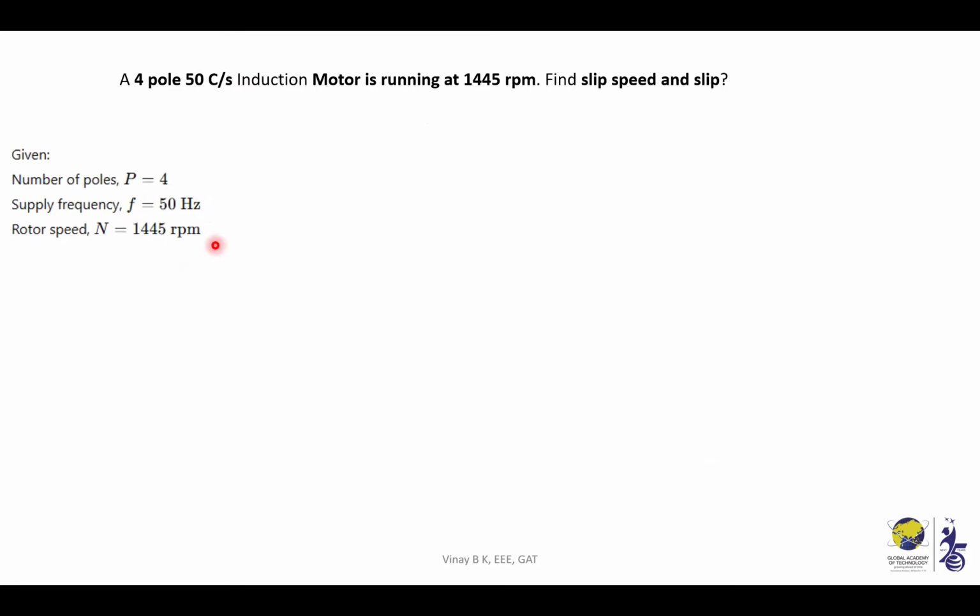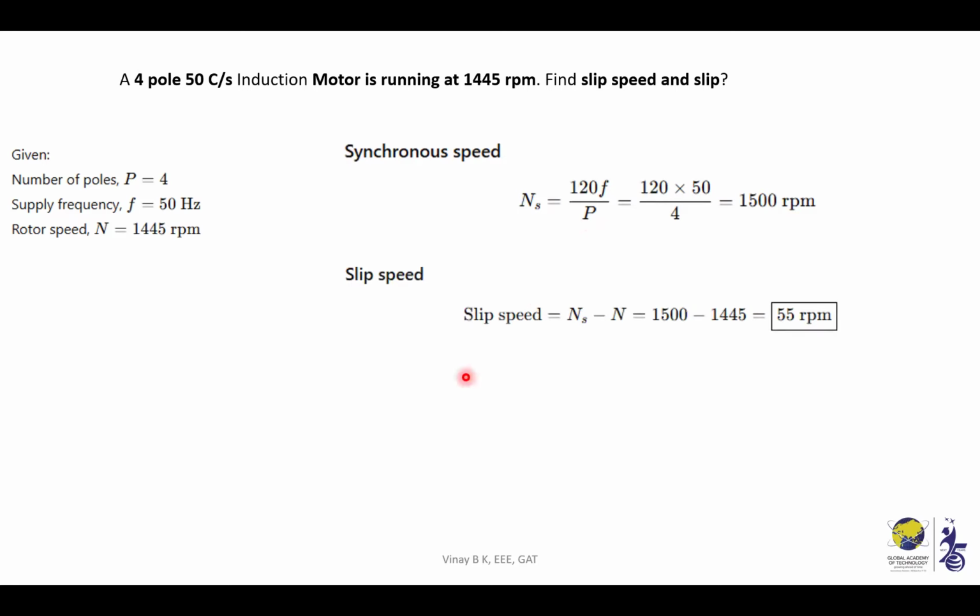Slip speed is nothing but the difference between rotating magnetic field speed and rotor speed, that is Ns minus N. Then we can calculate slip, that is Ns minus N divided by Ns. Ns we should calculate first, that is 120 f divided by p. We'll get 1500 RPM. Then calculate slip speed, that is Ns minus N, 1500 minus 1445, we get 55 RPM. Next, we calculate slip, Ns minus N divided by Ns, and get 3.67%. A very simple and easy problem. Just substitute the values into the direct formula.